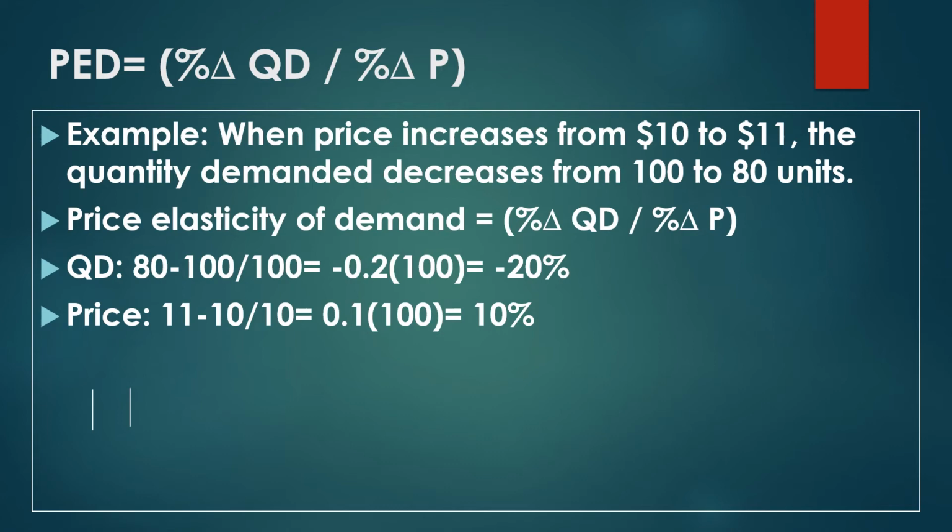Now we're ready to plug it into our price elasticity of demand formula, which gives us negative 20% divided by 10%, and our answer then is negative 2. Now, in demand, it will always be a negative number because the quantity demanded is decreasing when price increases, and it's increasing when price is decreasing. So we are going to use the absolute value of that number, and we will express our answer as 2. So with demand, we understand that price elasticity of demand is negative. Therefore, we use the absolute value, and we will say the final answer is 2.